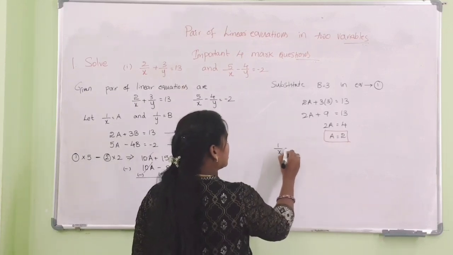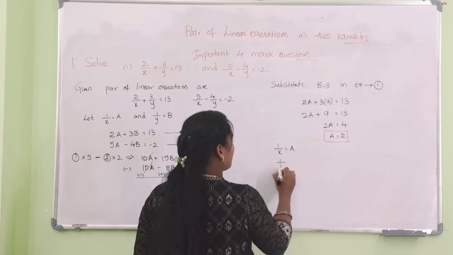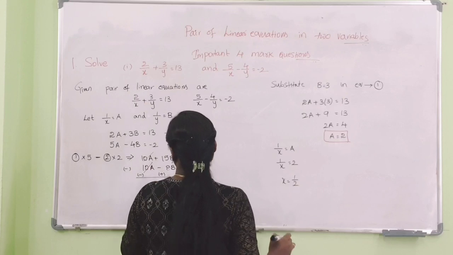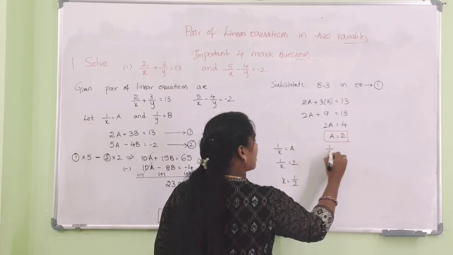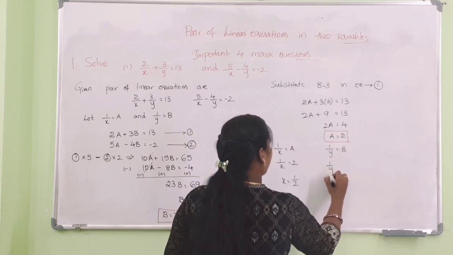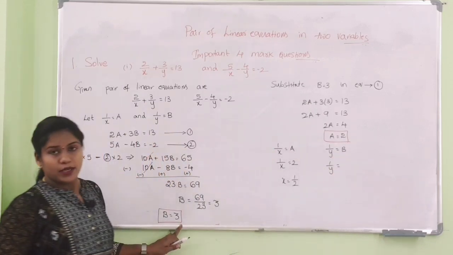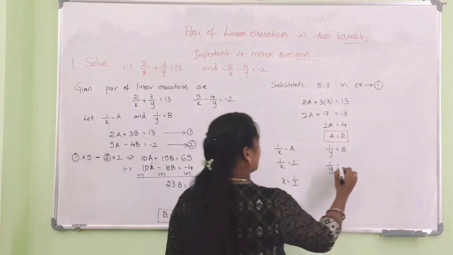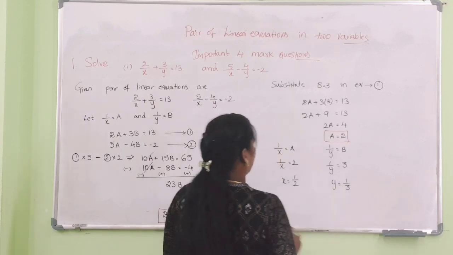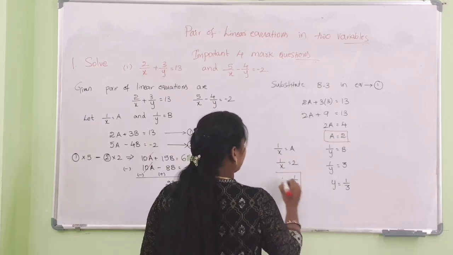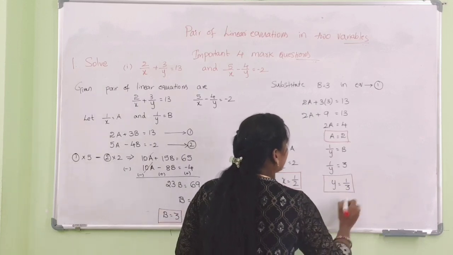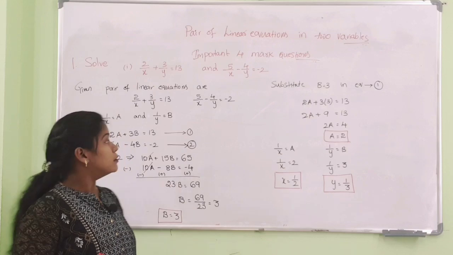Since 1 by x is equals to a, we get 1 by x is equals to 2. Then x is equals to 1 by 2. And here 1 by y is equals to b. So 1 by y is equals to, here we got b value as 3. So substitute that value. Then we will get y is equals to 1 by 3. Therefore, the required values of x and y are 1 by 2 and 1 by 3 respectively.